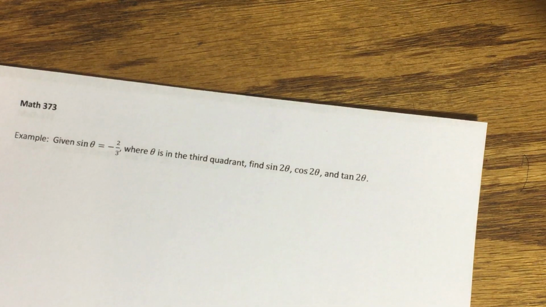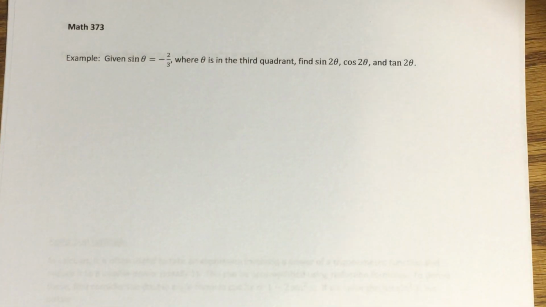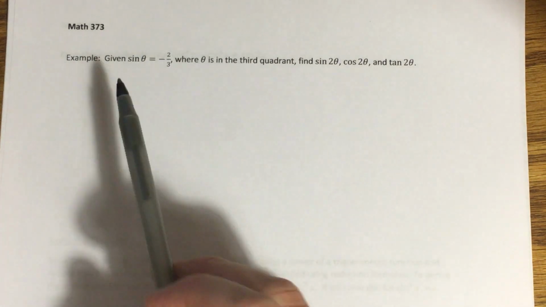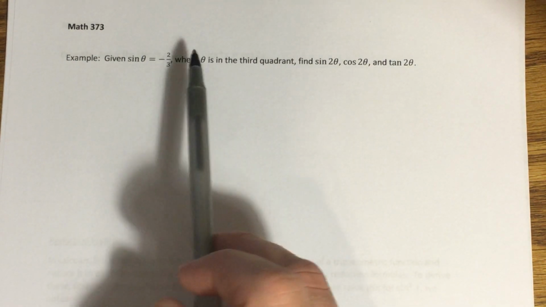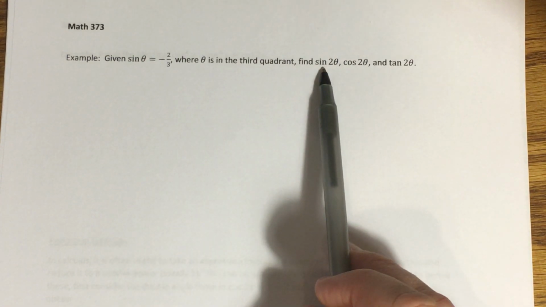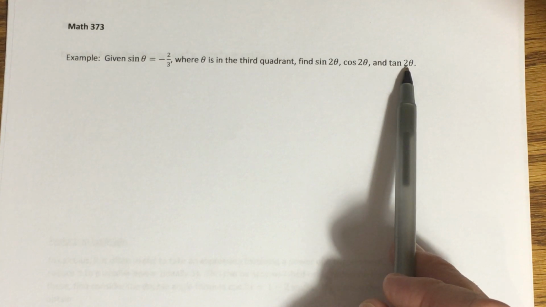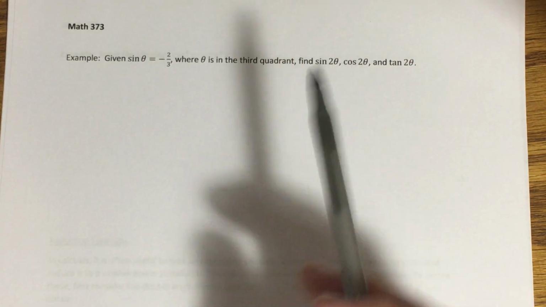Okay, so let's try looking at some examples where we want to use these. Here it says, given sine of theta equals negative 2/3, where theta is in the 3rd quadrant, we want to find sine of 2 theta, cosine of 2 theta, and tangent of 2 theta. How do we go about this?